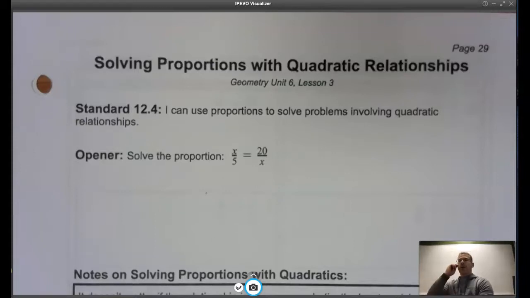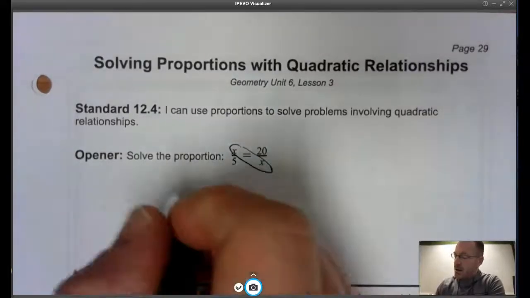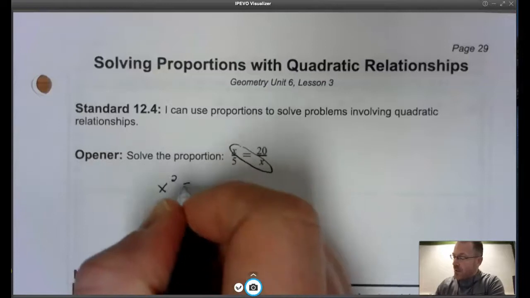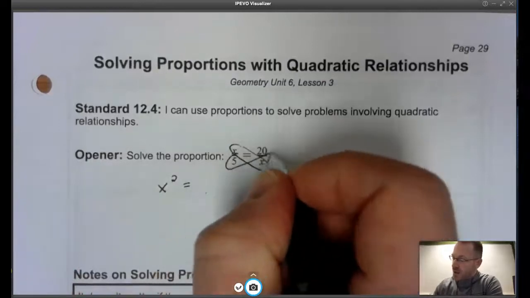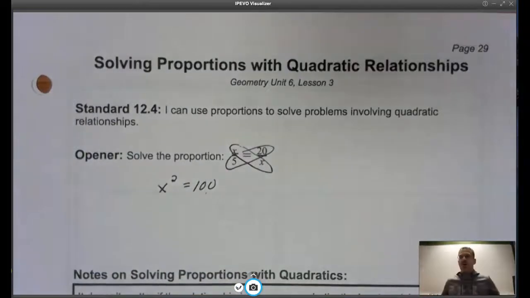All right, so the big idea is that we still solve initially the same way. We use what we know about proportions to set up our equation. So I'm still going to cross multiply here. x times x gives me x squared, equals 5 times 20, and that is 100. Now here I know that it is quadratic because we get x squared. When the highest power of x is 2, when it's x squared, we know it's quadratic.